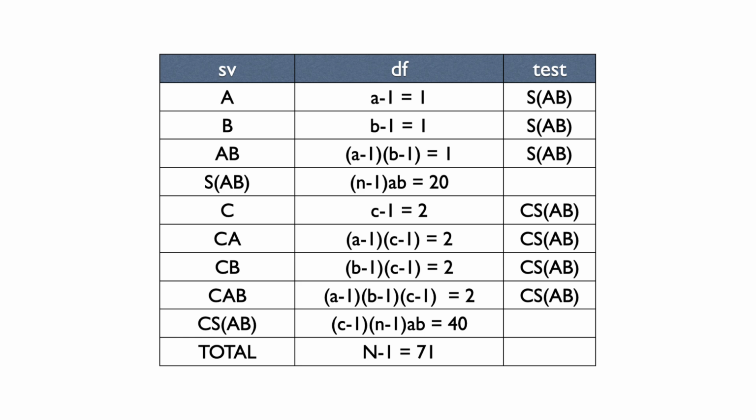Oh, and it adds up to 71 and 72 is the total number of observations, so 71 degrees of freedom. We did it right.